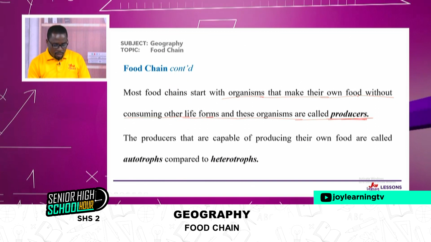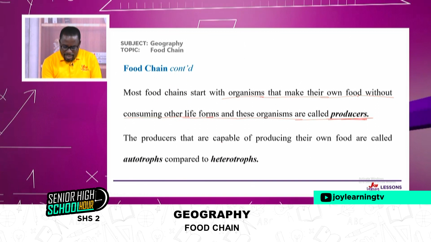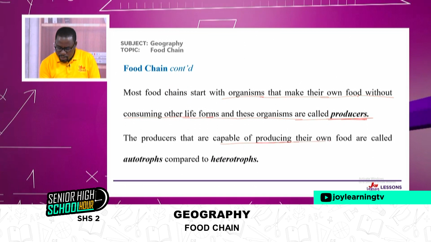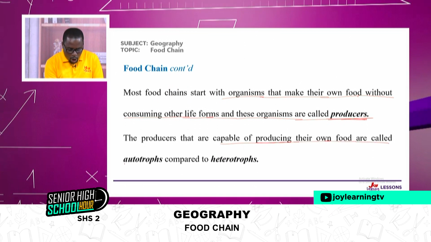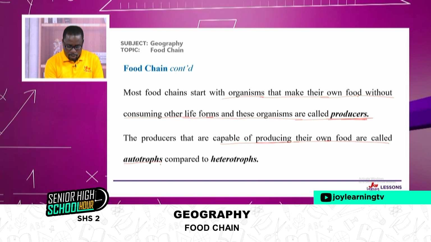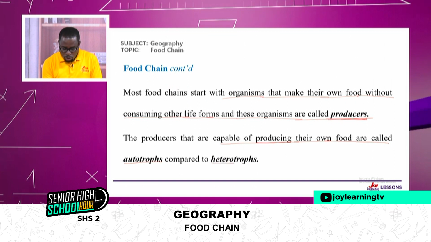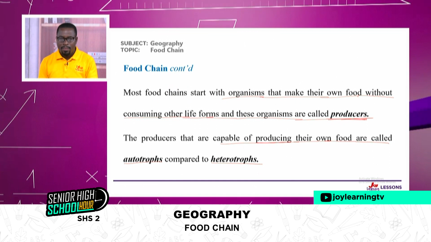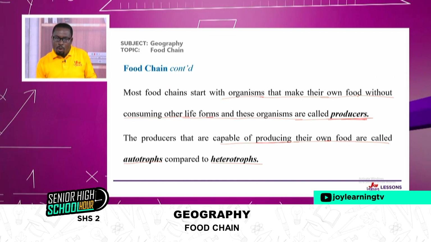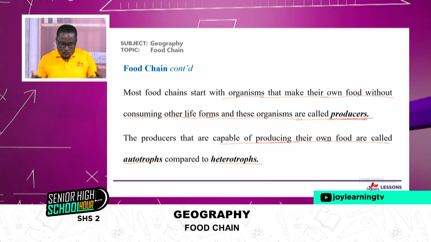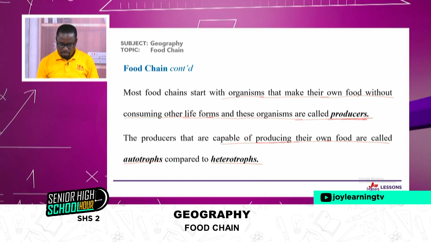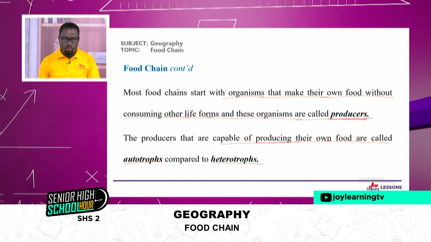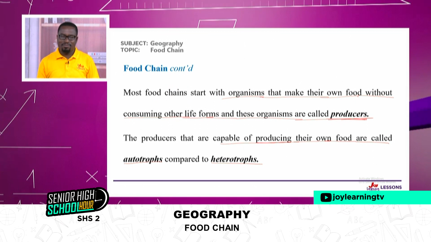Now, the producers that are capable of producing their own food are called autotrophs, compared to heterotrophs. It means heterotrophs are not capable of producing their own food. But autotrophs, self, they produce their own food. Okay?